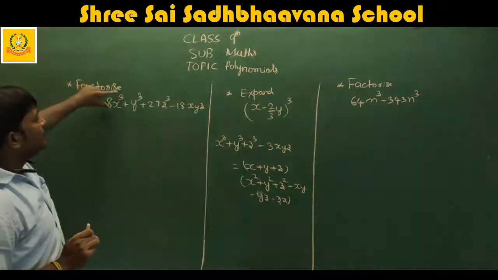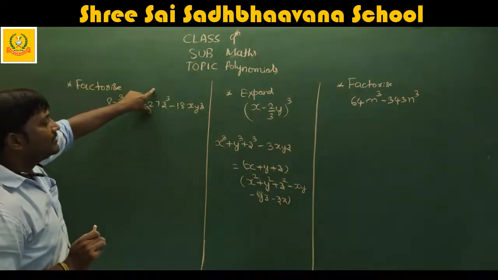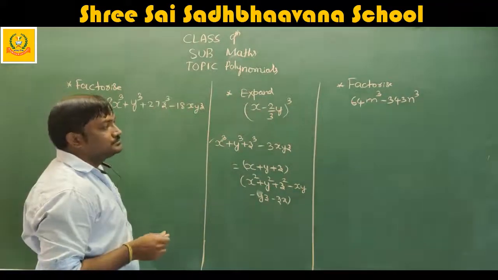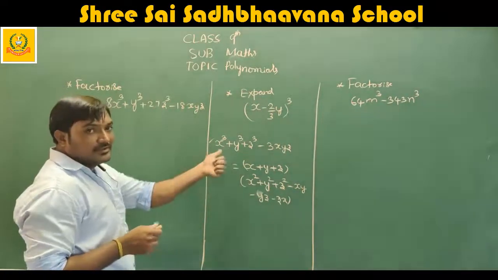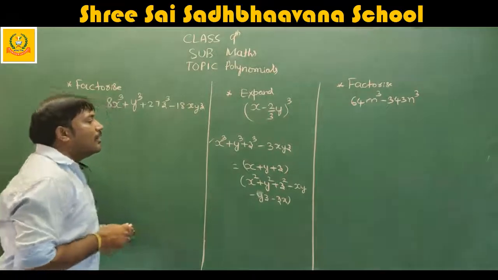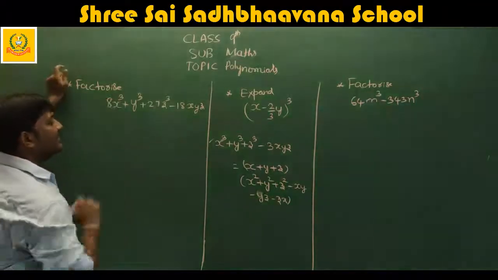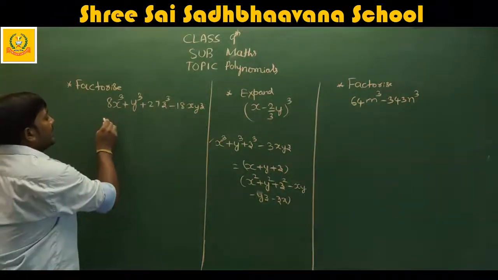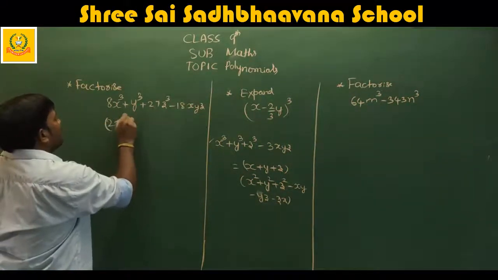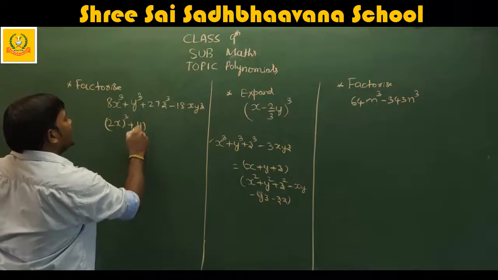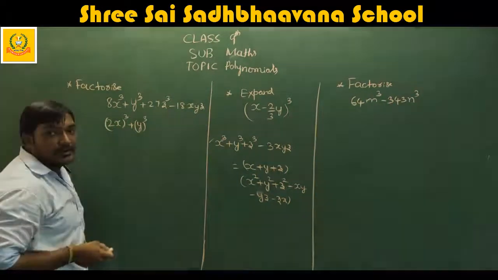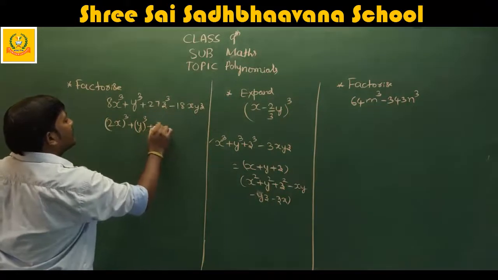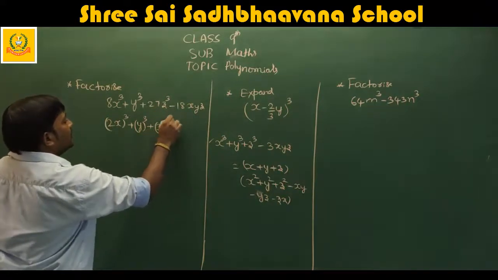Here, when you look at this sum, it is almost similar to this identity, isn't it? So now, how can you use this identity for this sum? For this, I'll write 8x cube as 2x whole cube, plus y cube as y whole cube, plus 27z cube as 3z whole cube.